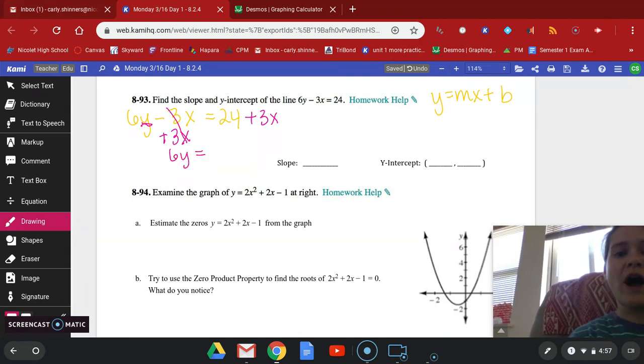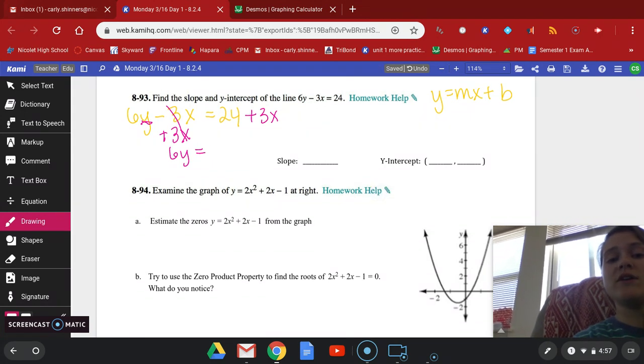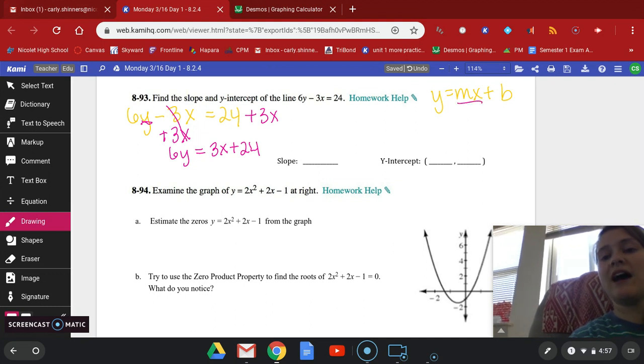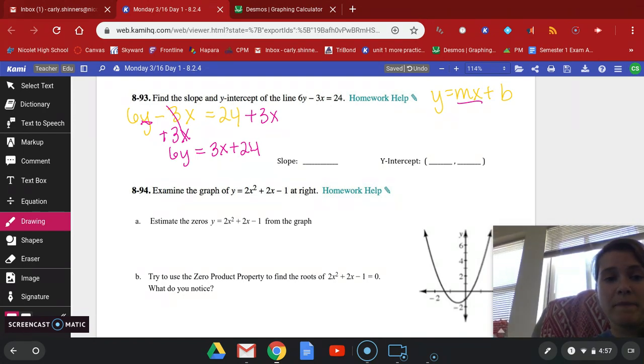So I get 6y equals, now not a huge deal, but notice I'm going to write the 3x first. Why am I going to do that? Because typically we say mx plus b, but it really doesn't matter as long as you remember the slope is always what's multiplied by x, and your y-intercept is your constant term.